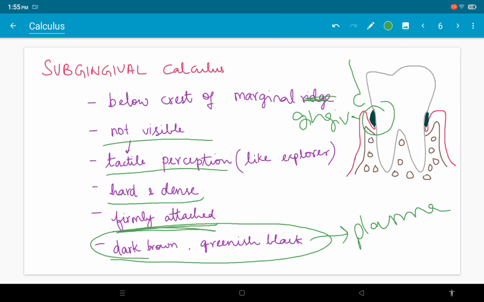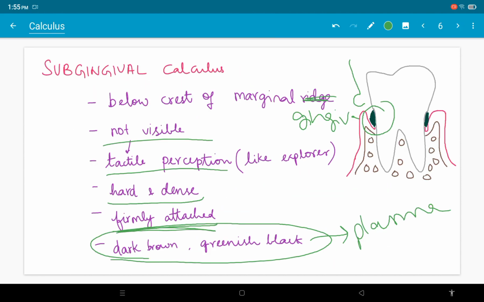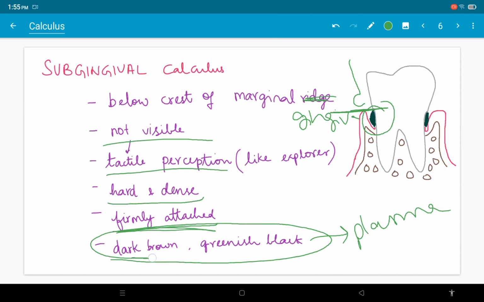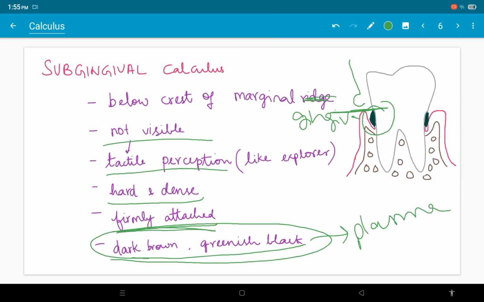So again, I'll repeat supra and subgingival calculus side by side. Supragingival calculus is coronal to the gingival margin, whereas subgingival calculus is below the crest of the marginal gingiva. Subgingival calculus is not visible, whereas supragingival calculus is visible. The color of supragingival calculus is white or whitish yellow, whereas for subgingival calculus the color is dark brown or greenish black. Hard with clay-like consistency is seen in supragingival, whereas here it is hard and dense. Supragingival calculus is easily detachable, whereas subgingival is firmly attached. So if you repeat with me now, you will be able to answer in your exam also. Hope you understood both the differences.